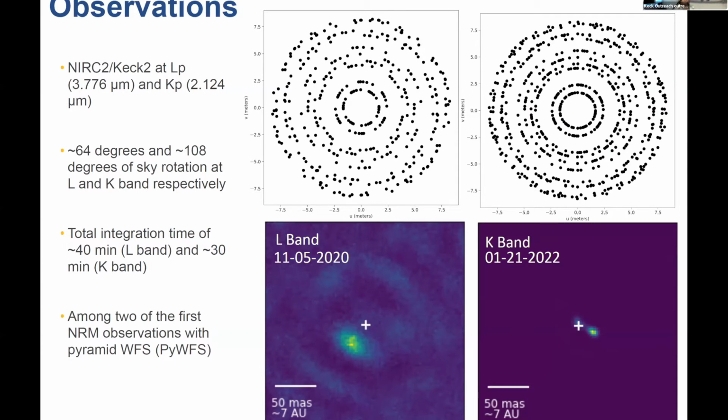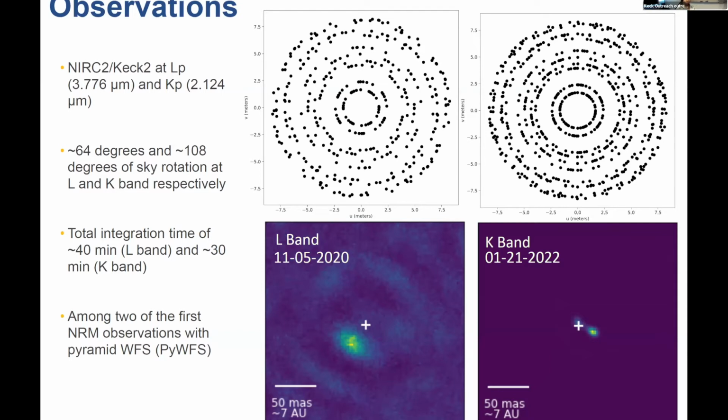We had about 64 degrees of sky rotation at L band and 108 degrees at K band. We had a total integration time of 40 minutes for L band and 30 minutes for K band. But what makes these two observations very unique is they are among some of the first observations to use non-redundant masking in conjunction with the pyramid wavefront sensor.